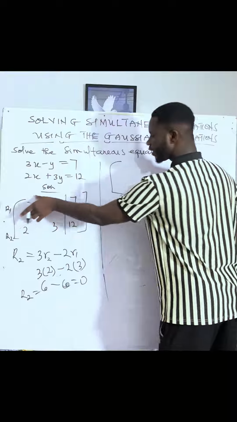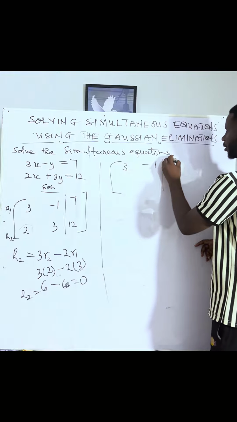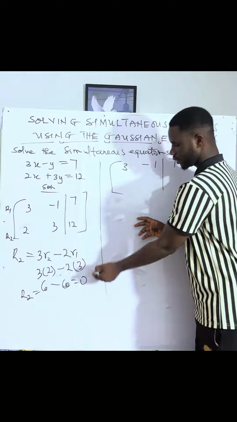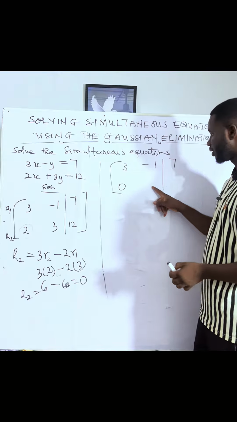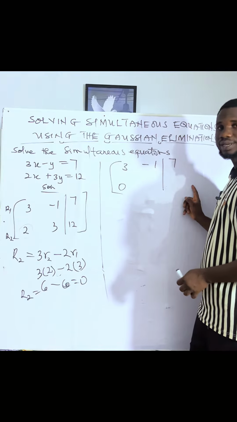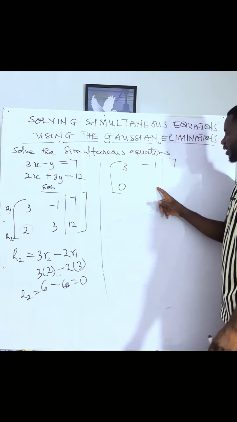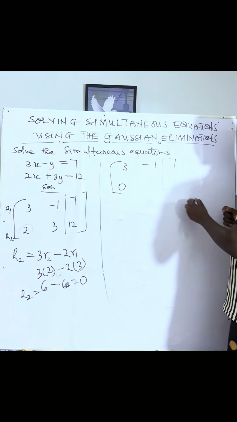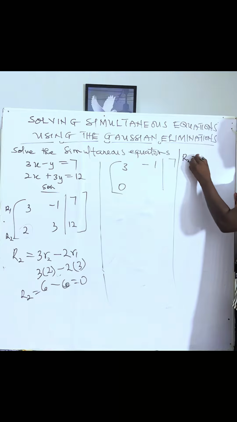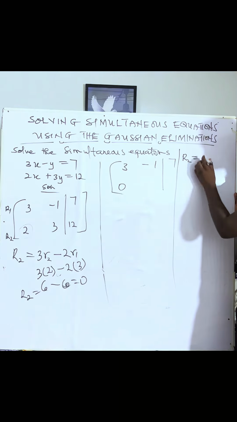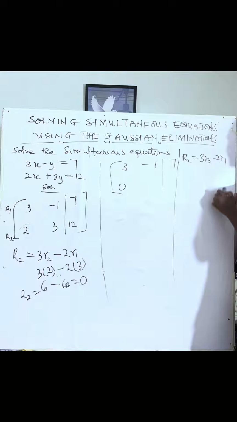So now let's draw it here. We maintain the first row, that is 3 and -1, then 7. So now we have here to be 0. So first we have changed this one. We have to change whatever is here, all the rows over here. So we are using the same formula to change everything that is here. So using the same formula, that is R2 is equal to 3 R2 minus 2 R1.